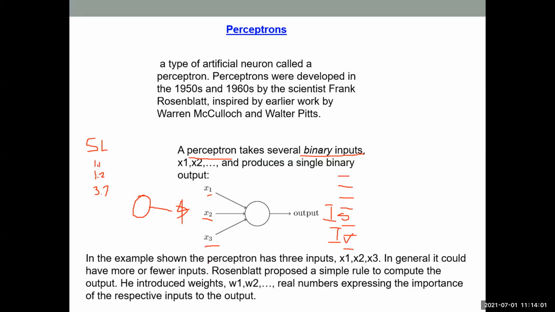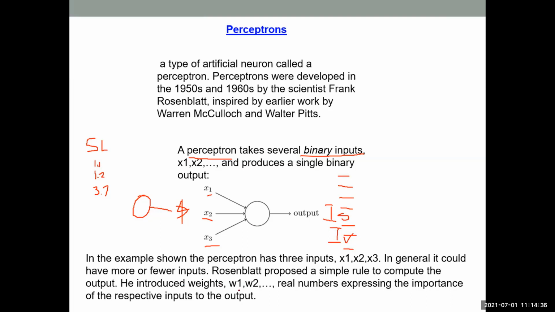In the example shown, the perceptron has three inputs, x1, x2, x3. In general, it could have more or fewer inputs. Rosenblatt proposed a simple rule to compute the output. We have advanced machine learning algorithms that we've already learned about, but this was before they had that. So he had a very simple way to decide what the output was going to be.